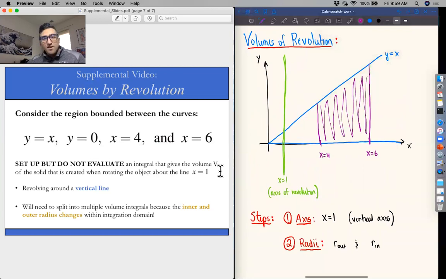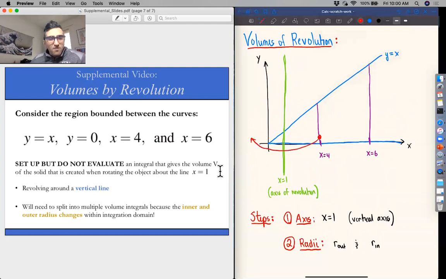But we're revolving this around that vertical line. So if we revolve this entire region about this vertical line, or say we just pick a point along this curve, we know we're revolving this in a more horizontal fashion. And the reason I want to highlight that is we're going to start defining our radii now. So if I start from the axes of revolution and just point towards the function, it looks like our outer radius is associated with that vertical line x equals 6. And our inner radius is associated with that vertical line x equals 4.